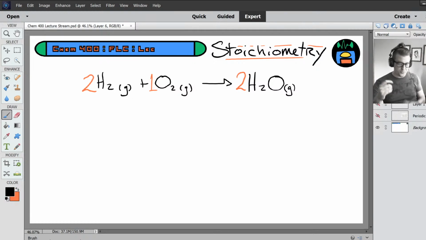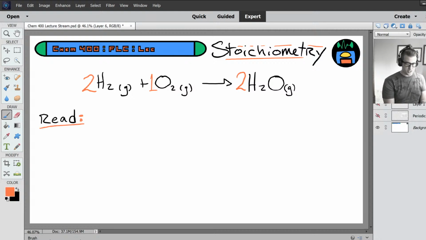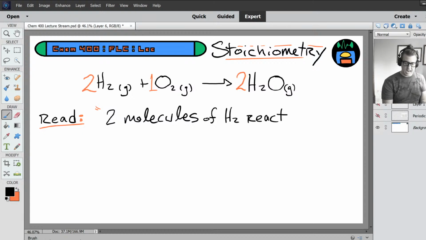Now, one way to read this, there's more than one way to read a chemical equation. All right, you could read this chemical equation. One of the ways you could read it is you could read 2 molecules of hydrogen react with 1 molecule of oxygen.